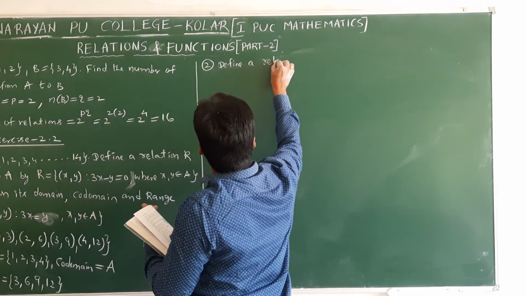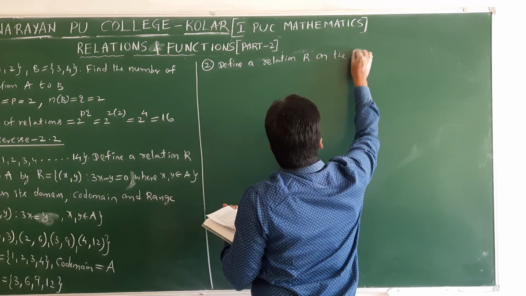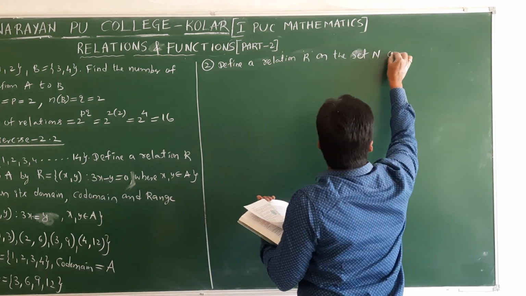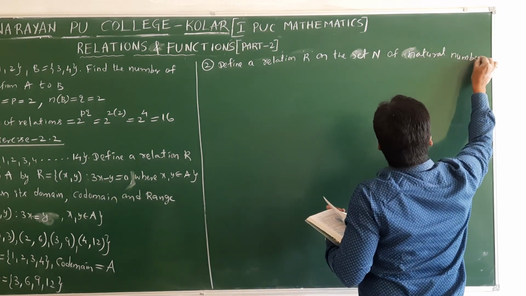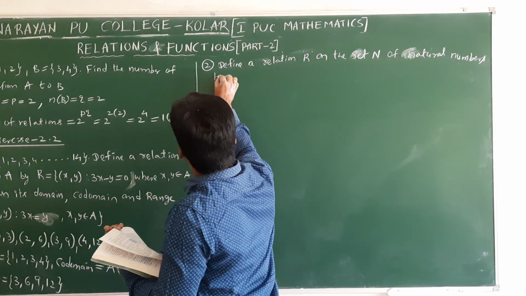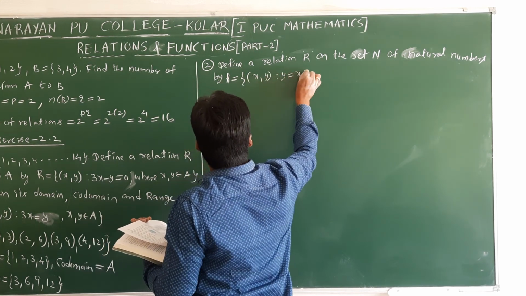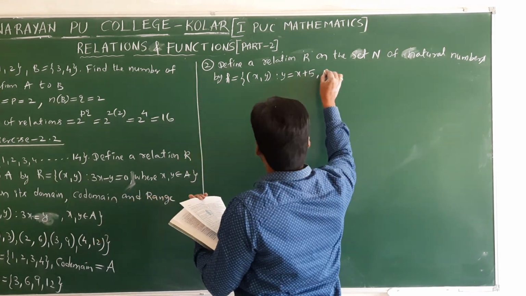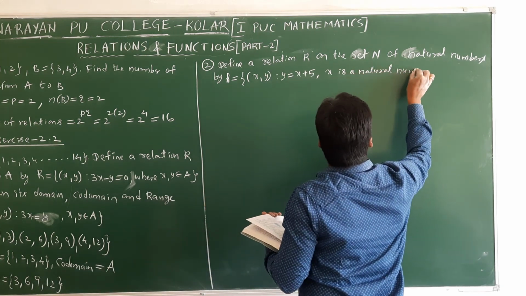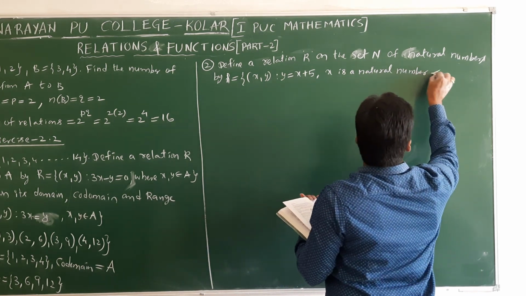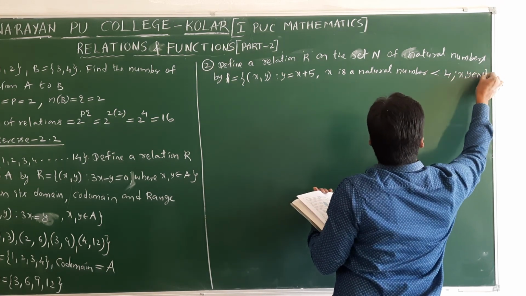Define a relation R on the set N of natural numbers by R = {(x, y) : y = x + 5, x is a natural number less than 4 and (x, y) belongs to N}. This is a relation.